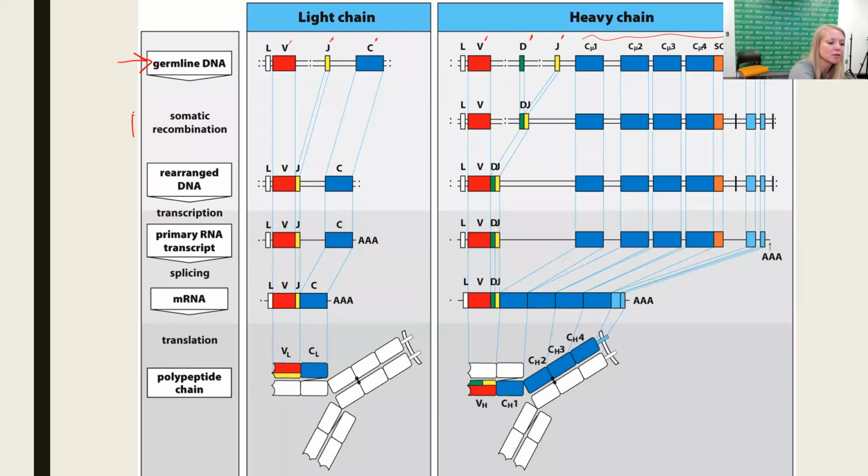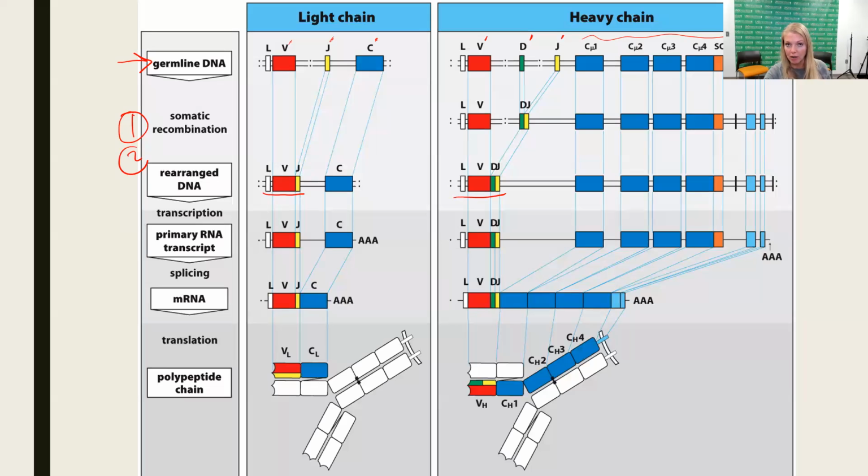We have our first round of somatic recombination occur, where in the heavy chain, we're going to have our D and J segments joined. So then we'll have a second round of recombination occur, where the light chain, well, the light chain is in the first one, the J and the V. And then in the heavy chain, we're going to join the V to the D and the J. Okay, so now we have rearranged DNA for the variable region of both the heavy and the light chains. Transcription of that is going to occur.